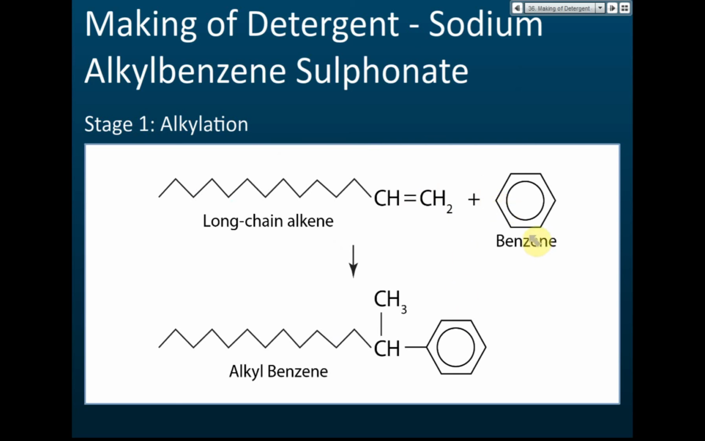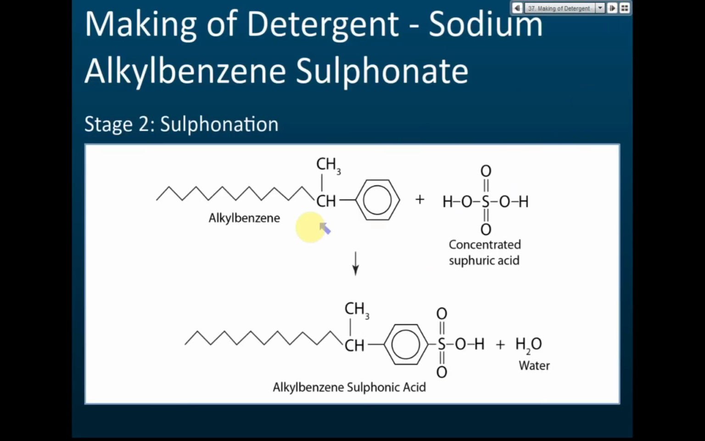This benzene and this alkene combine together, then it will form alkyl benzene. Alkyl benzene. So then the double bond is broken. Okay, then it will become a single bond. So then we get alkyl benzene. Now this alkyl benzene, we make it react with concentrated sulfuric acid.